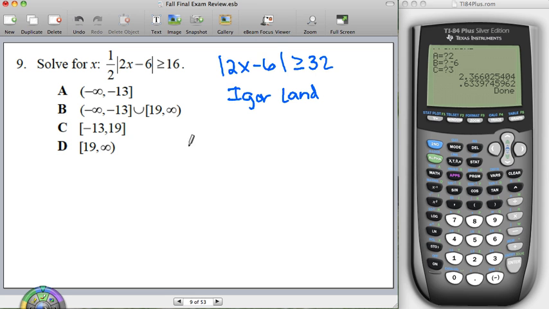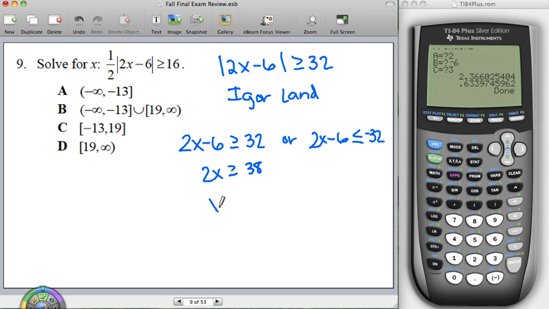So for my or inequalities, I'm going to go ahead and separate this. So I have 2x minus 6 is greater than or equal to 32, or 2x minus 6 is less than or equal to, so I flip the sign, and I make the 32 negative, and then I can solve both of these. So I'll add 6 to both sides. I get 2x equals 38. Divide both sides by 2. That's not supposed to be an equal. Greater than or equal to 38. So I get x is greater than or equal to 19 for this first one.